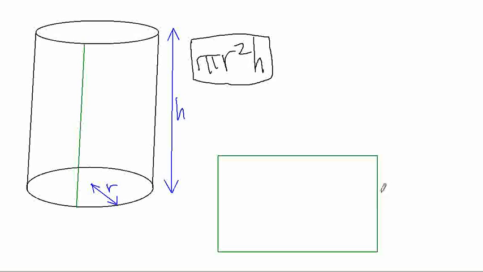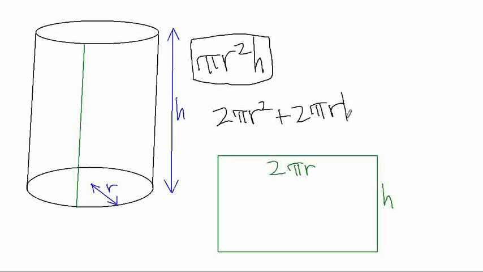So one of the dimensions will be the height of the cylinder, and the other dimension will be the circumference of the circle, the 2 pi r in this case, when you unravel that cardboard. All right, so all of that is to say that we can find the rest of the surface area by finding the area of this rectangle. So putting it all together, the surface area of a cylinder is 2 pi r squared, that takes care of the two bases, plus 2 pi r h.